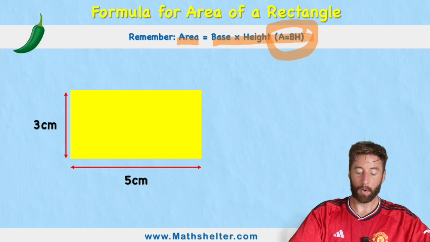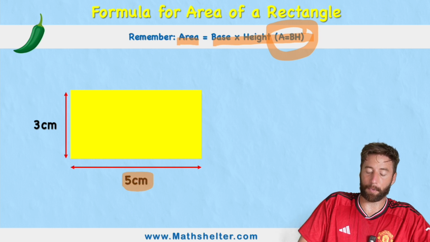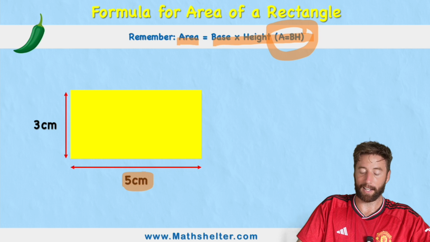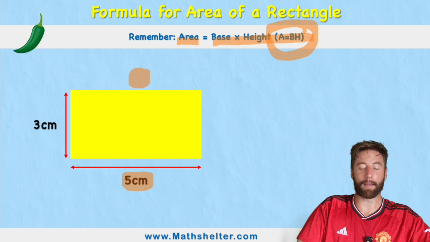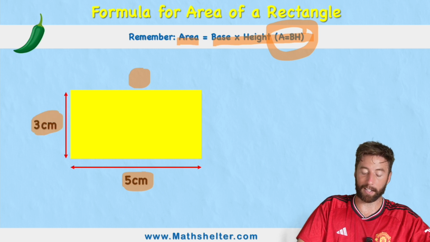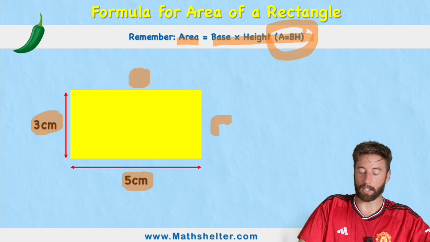So in a nutshell, what we need to understand is the measurement along the bottom is called the base, and obviously in a rectangle, if we only had the top, that would be the same. So top and bottom would be our base, and the height is how tall our rectangle is, so in this case 3 centimeters, but it wouldn't matter if it was on the other side either.